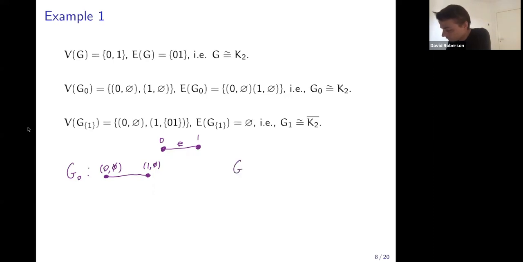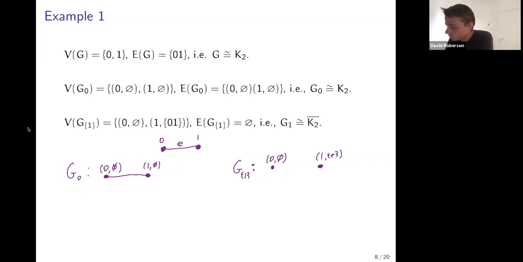Now let's say I take G and pick my vertex 1. For the vertex whose first coordinate is 0, I will only get the empty set as the only possible second coordinate. But now for 1, I want to take the odd subsets of edges incident to my vertex 1. Of course, there's just one edge, so I get the set containing that edge.